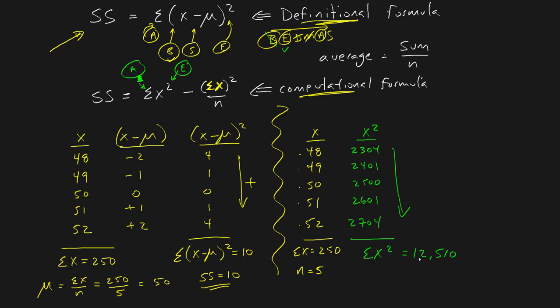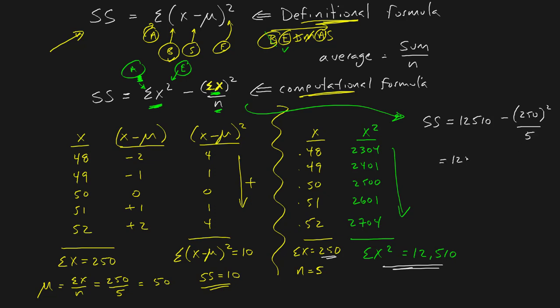Now what I can do is plug each of these values in. I've got my sum of x squared worked out. I've got my sum of x worked out, which I can square, and I've got n. So I'm going to work all of these into the formula. Sum of squares equals the sum of x squared. That one is 12,510 minus the sum of x in brackets, which is 250. Square that and divide by n, which is 5.